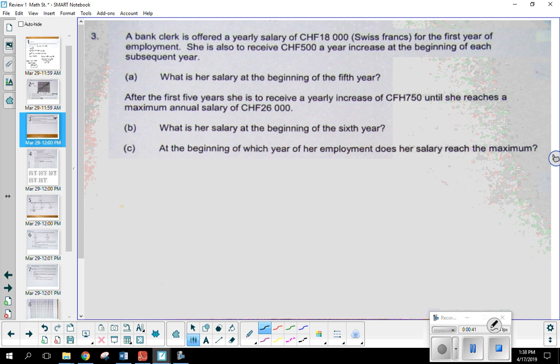This one won't be a sum. We just want to know what her salary is at the beginning of the 5th year. We don't want to know how much she's made throughout the years. So does anybody remember what that explicit version is? Yes, sir. I know the answer, but I forgot the name of the version.